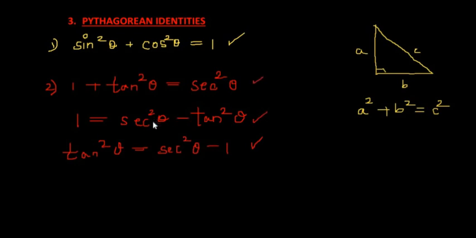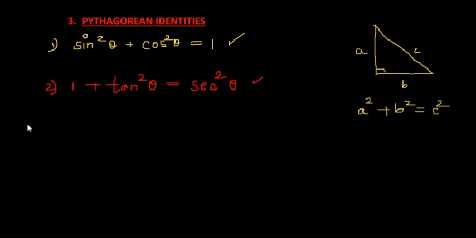So in some of the examples you can find sec square theta minus tan square theta. You have to understand that sec square theta minus tan square theta is part of an identity and that is equal to 1. So you can replace sec square theta minus tan square theta by 1. You will understand it in detail when we start solving the examples.